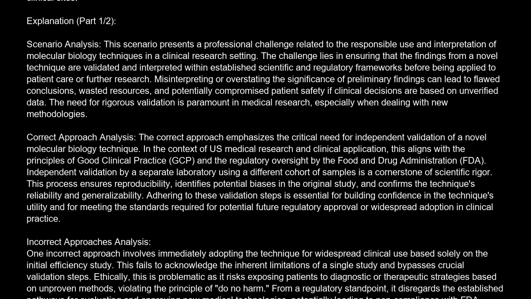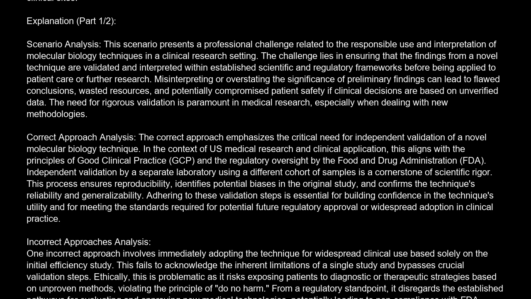The correct answer is C. Conduct independent validation of the assay in a separate laboratory using a diverse set of samples from multiple clinical sites. Explanation. Scenario analysis. This scenario presents a professional challenge related to the responsible use and interpretation of molecular biology techniques in a clinical research setting.